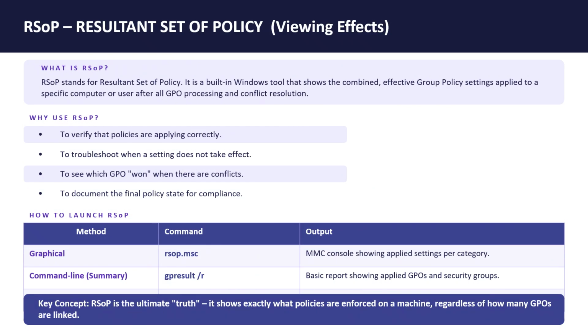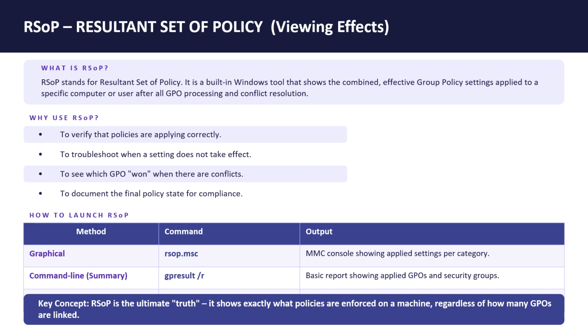RSOP stands for Resultant Set of Policy, and it is the essential tool for viewing the effective group policy settings on an individual computer or user. After all GPOs are processed and conflicts are resolved, RSOP shows you the final, combined result. This is critical for verifying that your policies are applying as intended and for troubleshooting when a setting does not take effect. RSOP reveals which specific GPO won when conflicts occurred, making it invaluable for diagnosing policy issues.